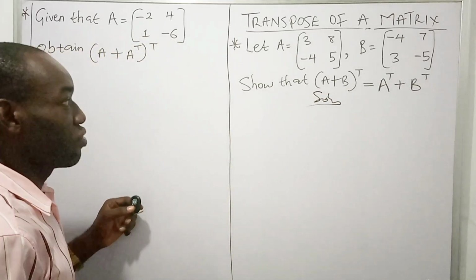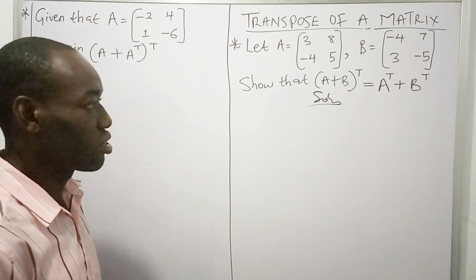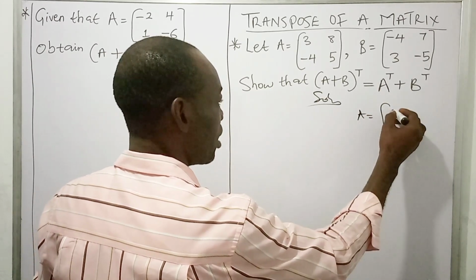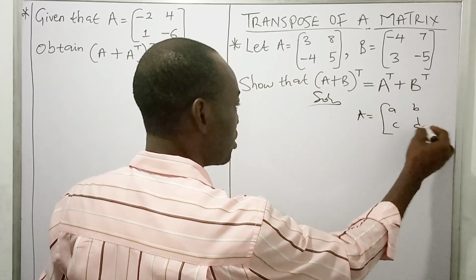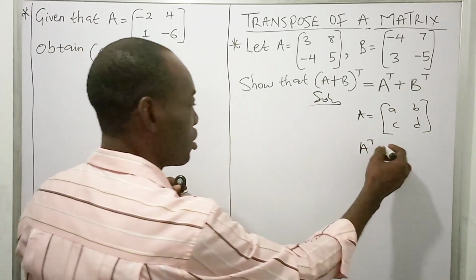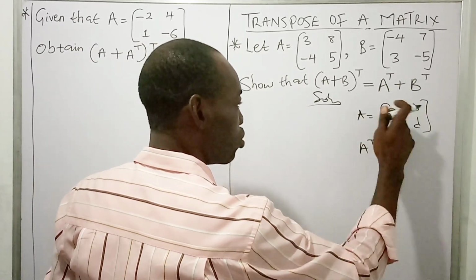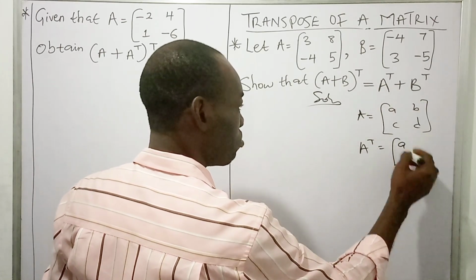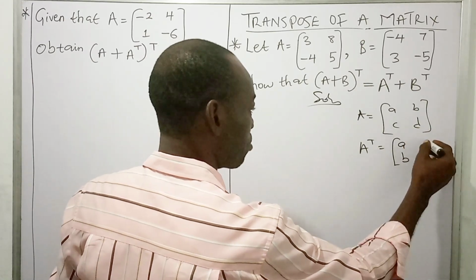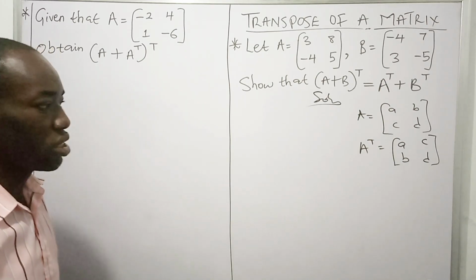So the first thing we should ask ourselves is, how do we express the transpose of a given matrix? Let's take, for instance, a matrix A, and the entries there are a, b, c, d. Now, the transpose of A, which is A raised to power T, is simply this: the row you have here will become a column, AB. Then this row here also becomes a column, CD. And that's what transpose is all about.